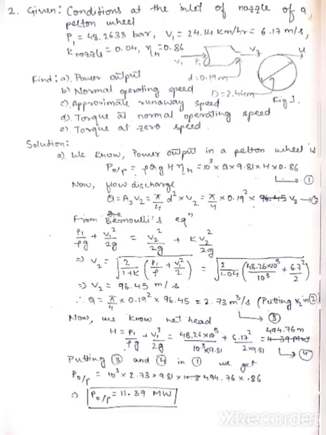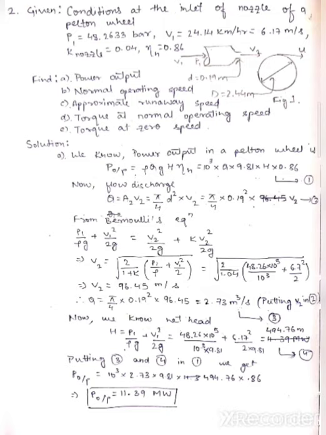The inlet conditions are V1 and P1 and the outlet condition is V2. Here pressure is almost equal to atmospheric pressure, and the diameter of the outlet is given in the question to be 19 centimeter or 0.19 meter. The diameter of the wheel is given to be 2.44 meter, and I have taken the velocity of the wheel to be u.